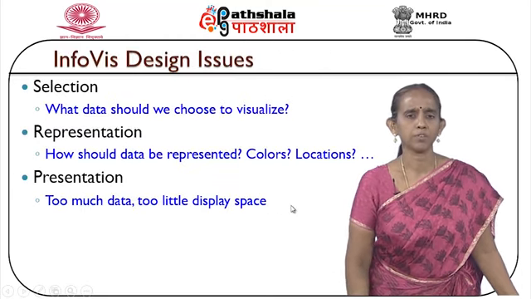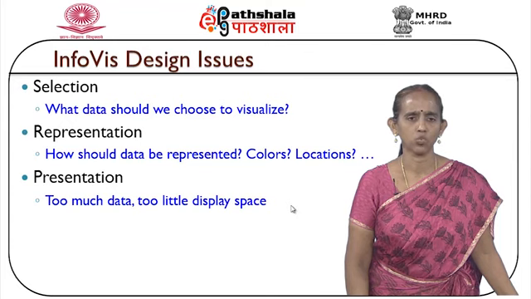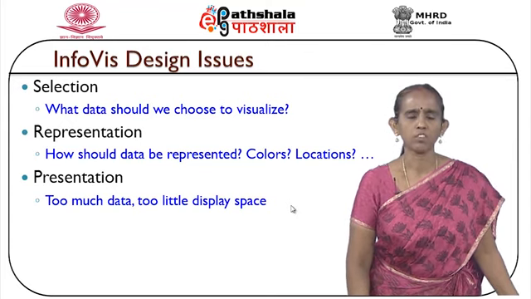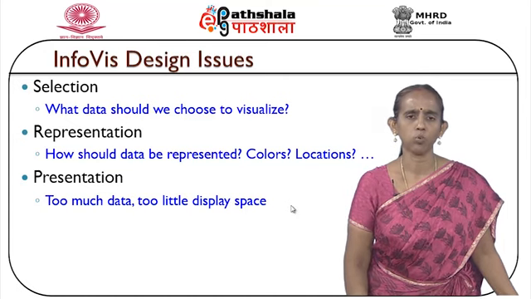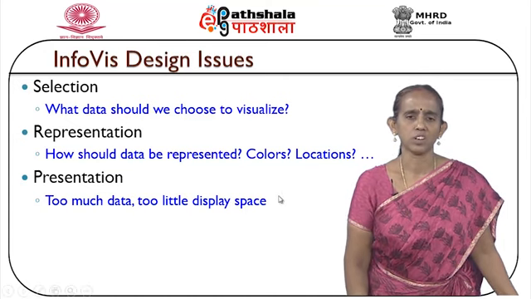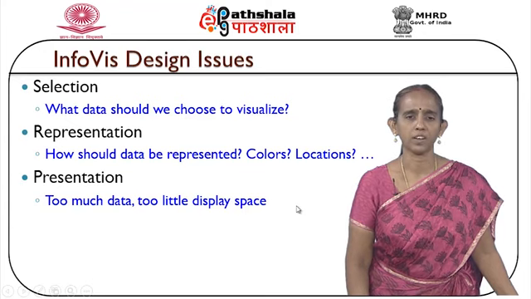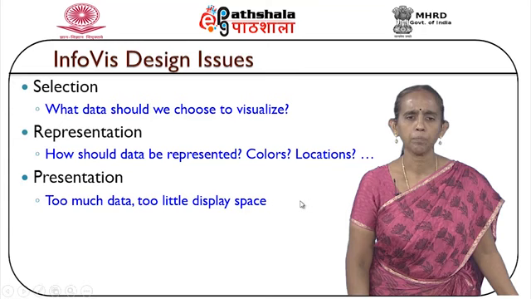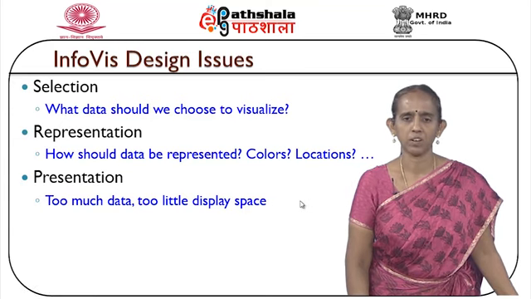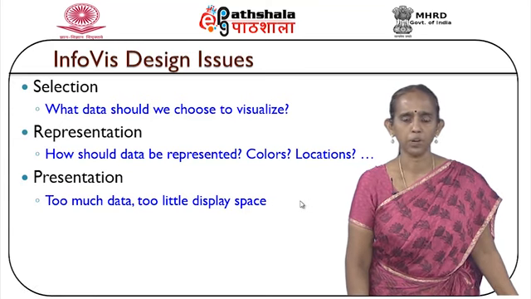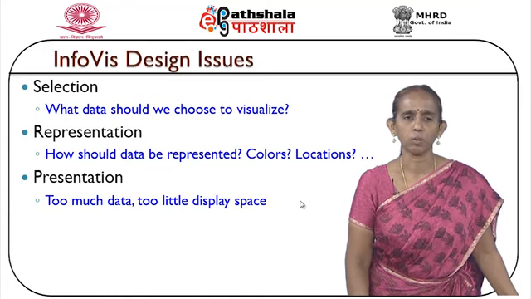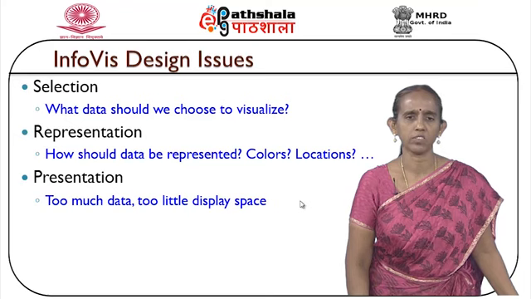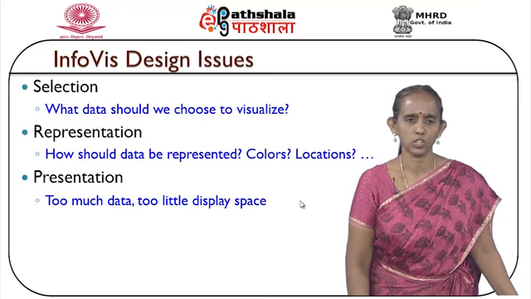Some of the information visualization design issues are: how do I select what data to choose to visualize? Since we have a huge amount of data, we don't know which kind of data or which set of data we need to visualize on the screen. Then next comes representation. How should the data be represented? With what colors is it supposed to be represented and where is it supposed to be represented? This is also a big challenge and is considered to be one of the design issues.